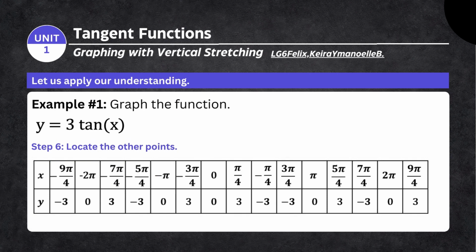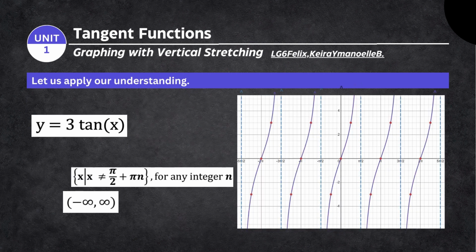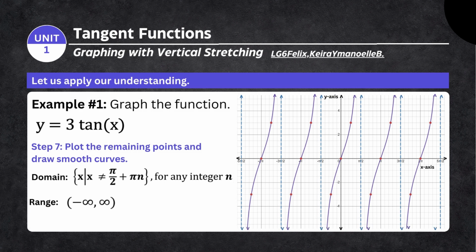Since we have found the other asymptotes, it is now time to locate the other points. We can do this by substituting the value of x into the function, which would then give us the value of y. Just like when x is equal to negative 9 pi over 4, y would be equivalent to negative 3. Or when x is equal to negative 2 pi, y would be equal to 0, and so forth. Step 7 is to plot the remaining points and draw smooth curves.